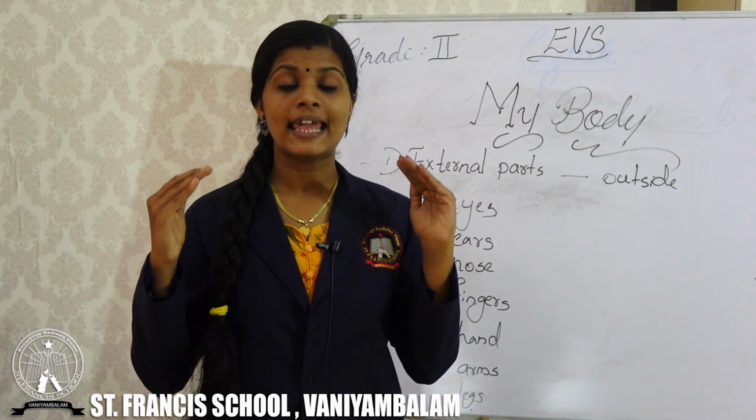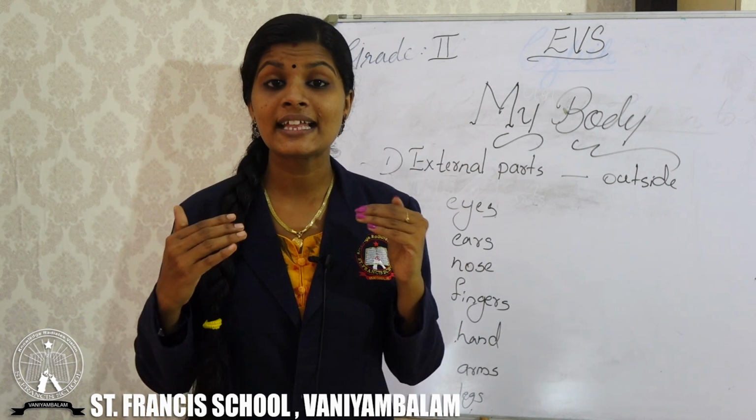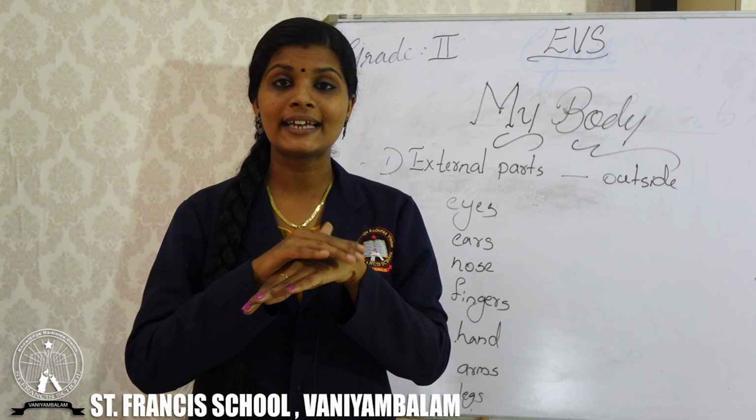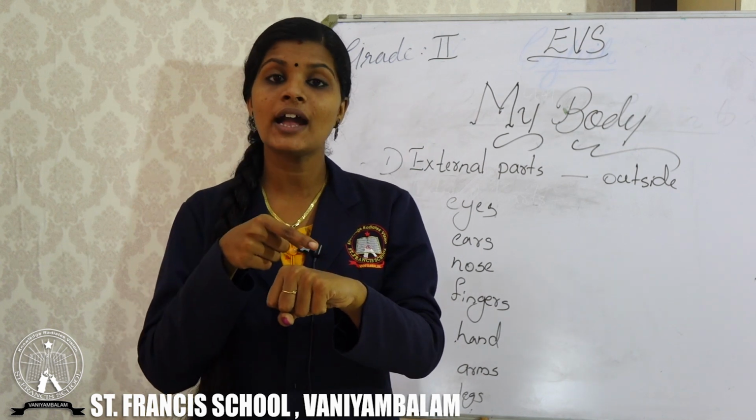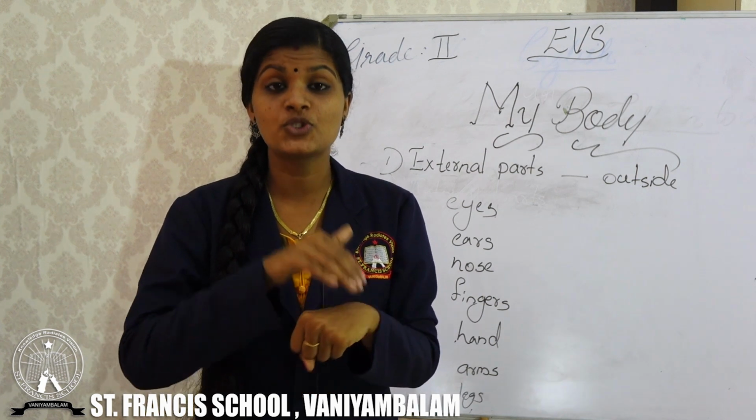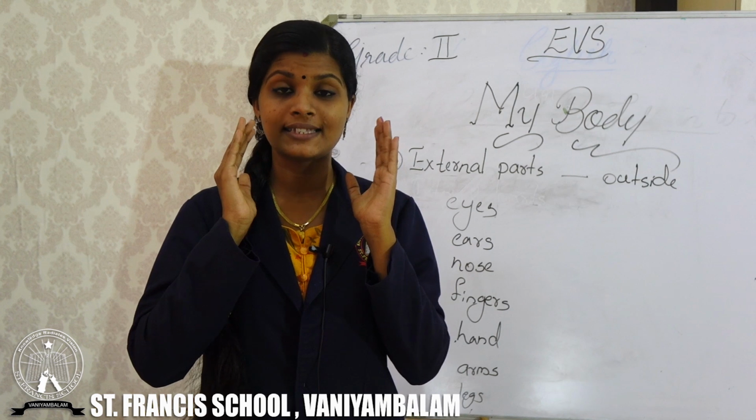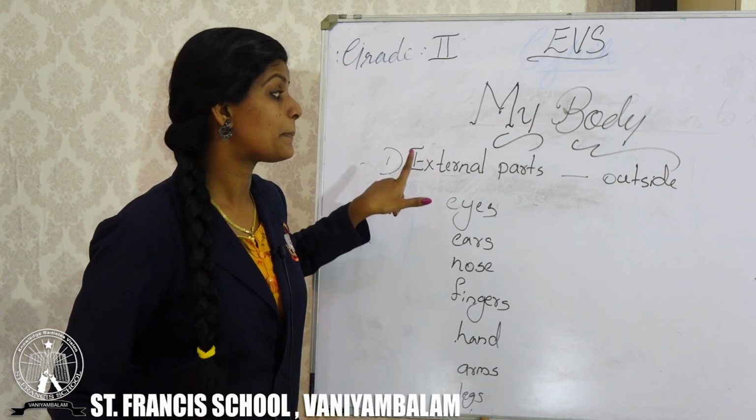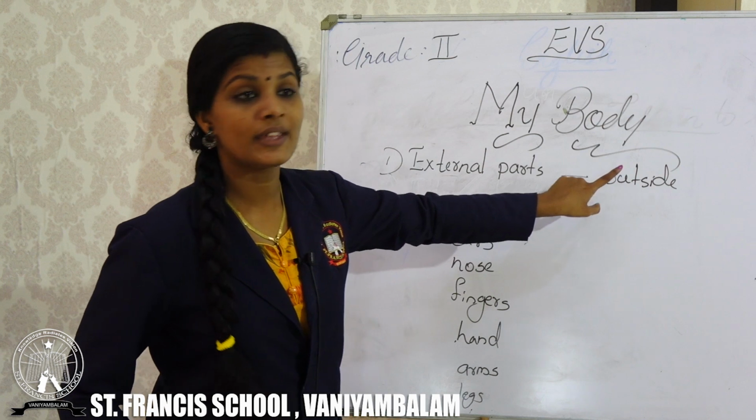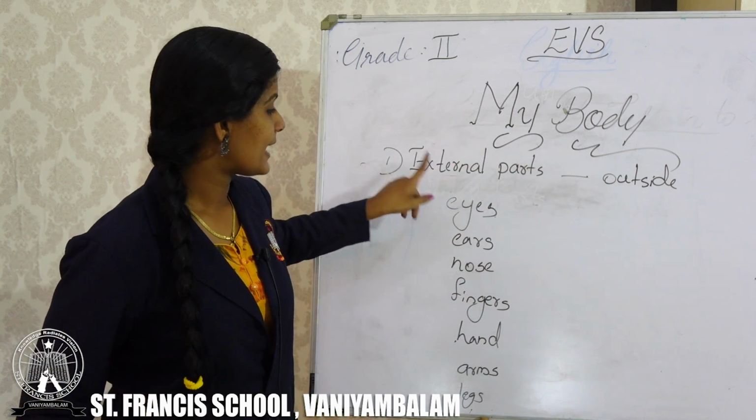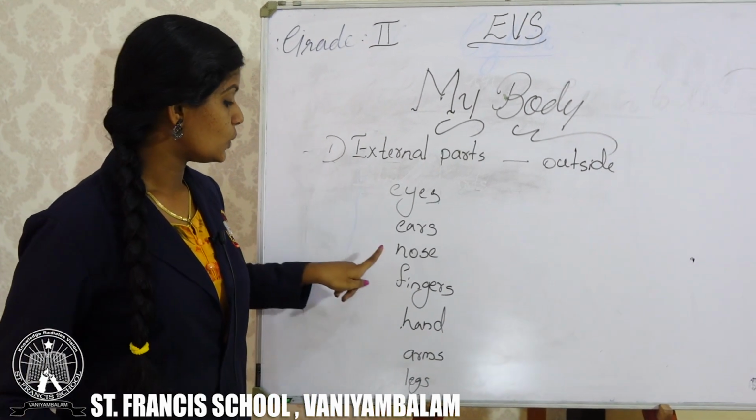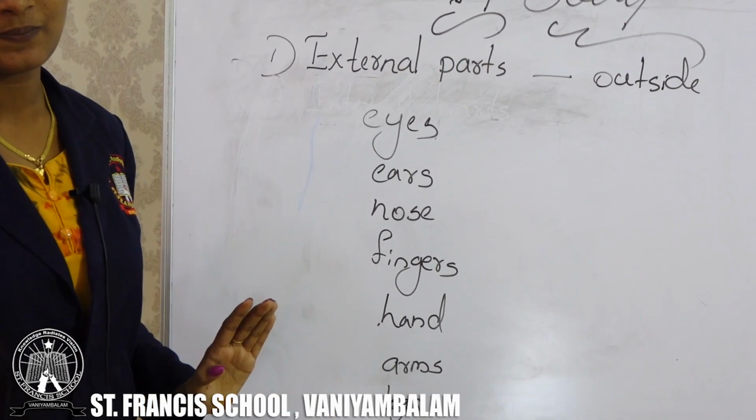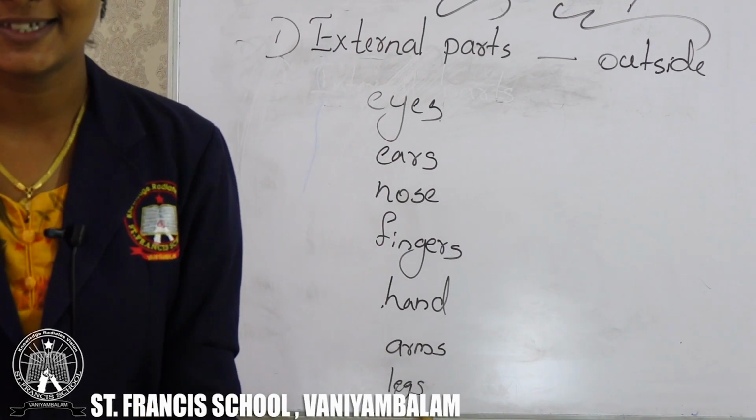So external parts are seen outside. Where can we see external parts? Outside of our body. We can see those parts and also we can touch them. In the case of our hand, we can see our hand, also we can touch it. So the parts which we can see outside and also touch are known as external parts. Examples are eyes, ears, nose, fingers, hand, arms, legs. So these are the external parts.